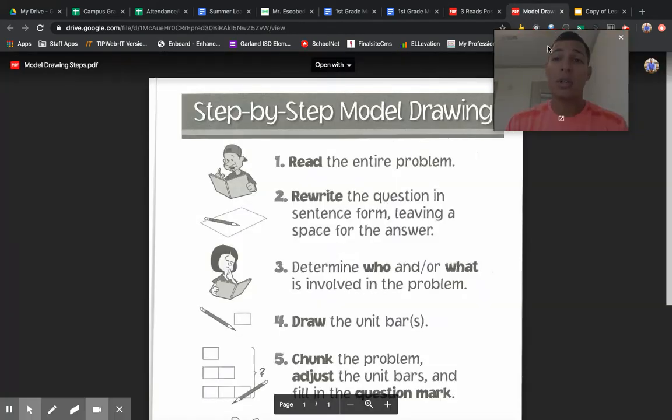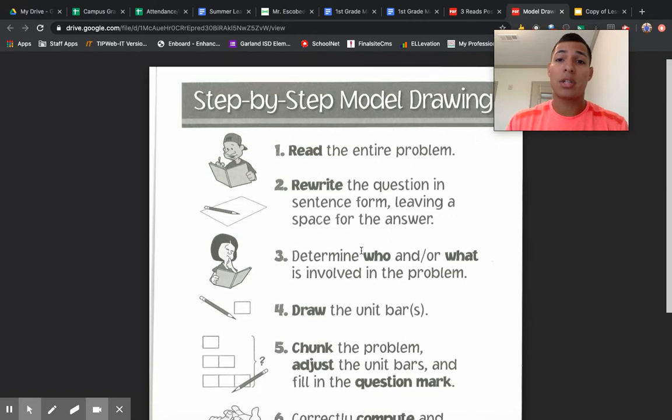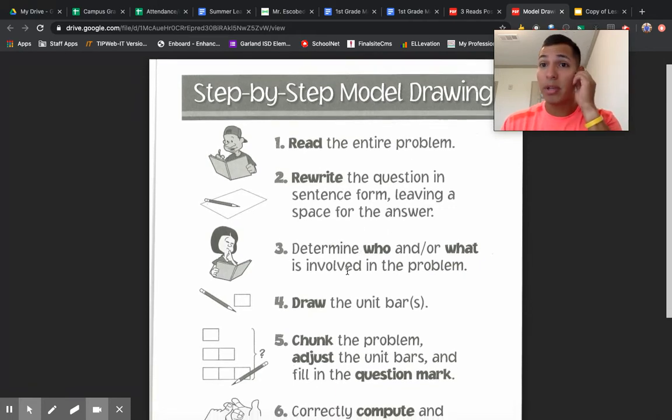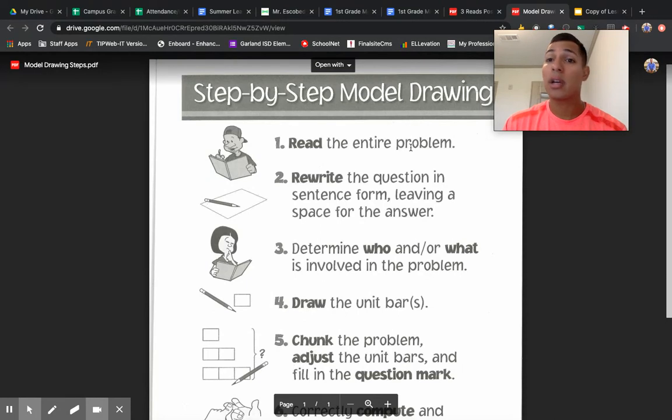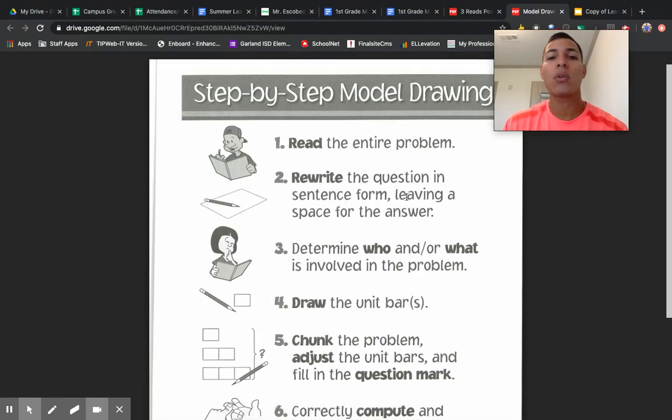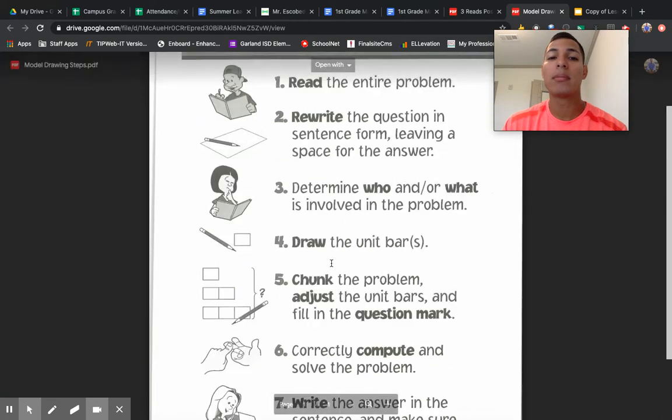Steps of model drawing. Model drawing is going to be huge. This is what's going to help us solve our problem. It's going to help us show our work. That's what we need. That's what I need to see. That's what you guys are going to use to help you get through it. So 1, we read the entire problem. 2, we rewrite the question in sentence form, leaving a space for the answer. 3, determine who and/or what is involved in the problem. 4, draw the unit bar or bars.